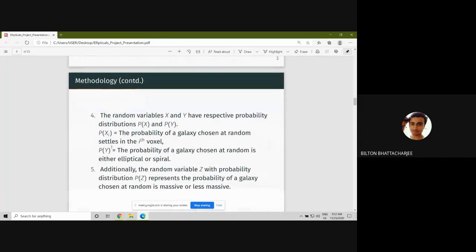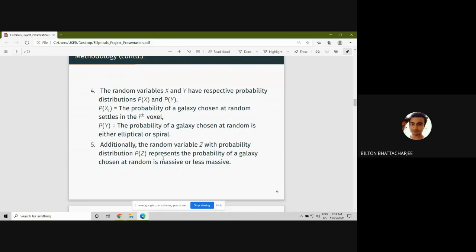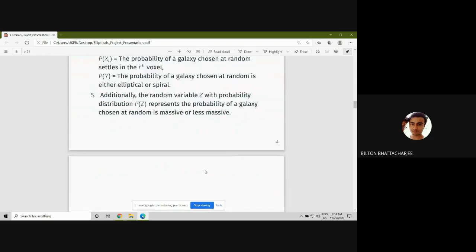The fourth step is that the random variables x, y, and z have respective probability distributions px, py, and pz. What does px mean? Pxi is the probability that a galaxy chosen at random settles in the ith voxel, and py is the probability that a galaxy chosen at random is either elliptical or spiral. What does pz mean? Pz represents the probability that a galaxy chosen at random is massive or less massive, with respect to the median stellar mass.